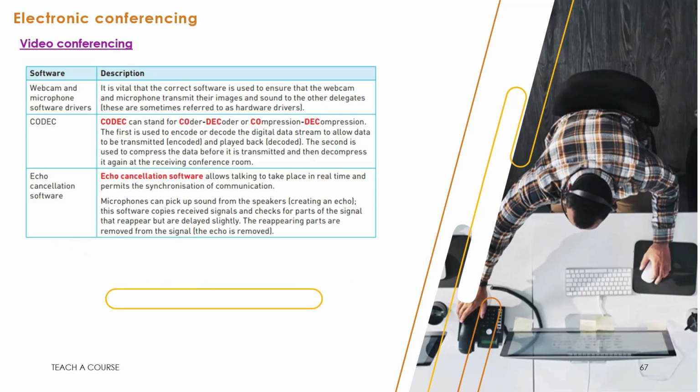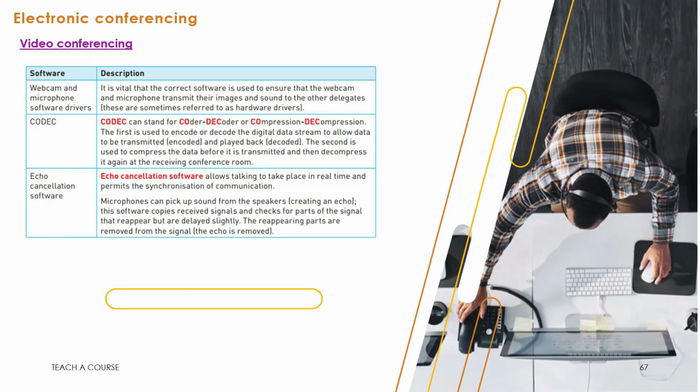Then the codec. Codec can stand for coder, decoder, or compression, decompression, okay? The first is used to encode or decode the digital data stream to allow the data to be transmitted and played back. The second is used to compress the data before it is transmitted and then decompress it again at the receiving conference room.